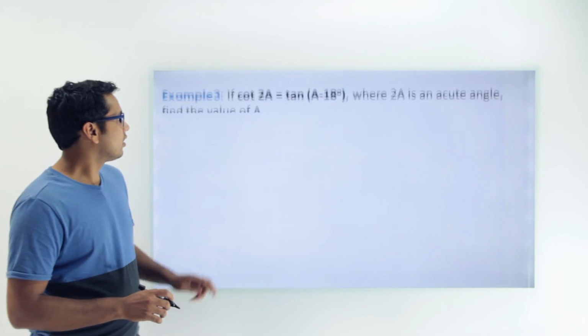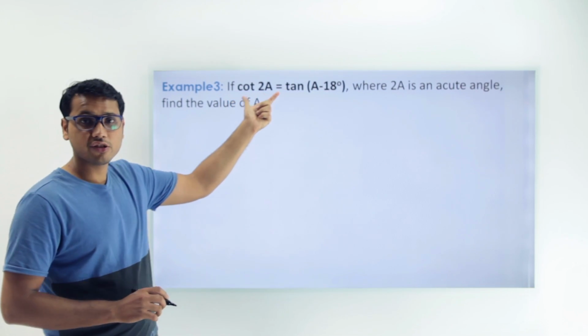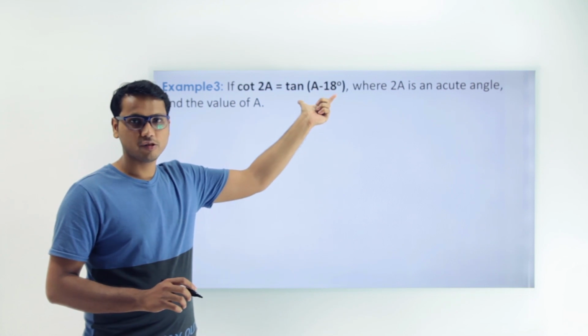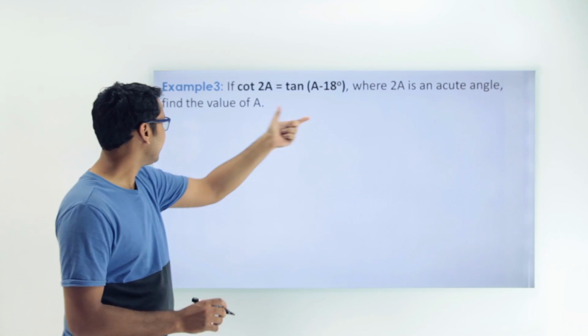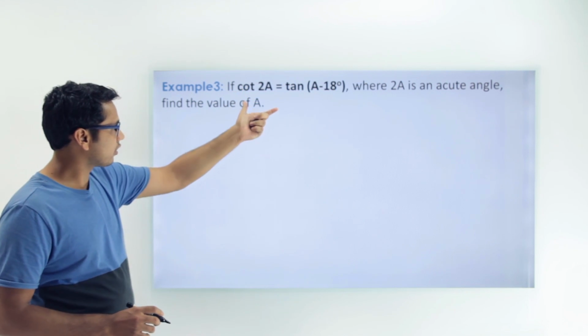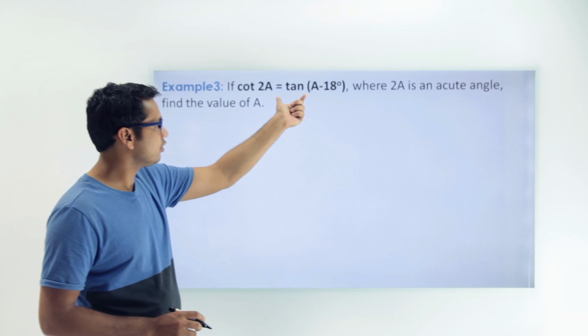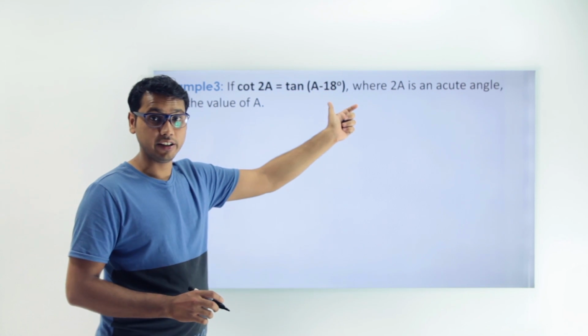Now let's move on to our next type of examples. In this example, we are given some trigonometric function equal to some other trigonometric function, and we have to find the value of angle A. Now if you look closely at this question, it is written that cot of 2A is equal to tan of A minus 18 degrees.